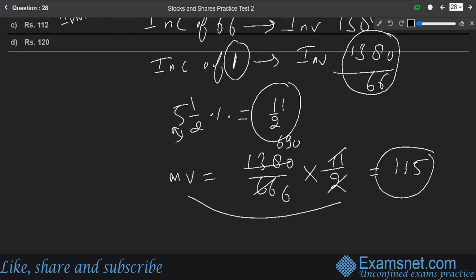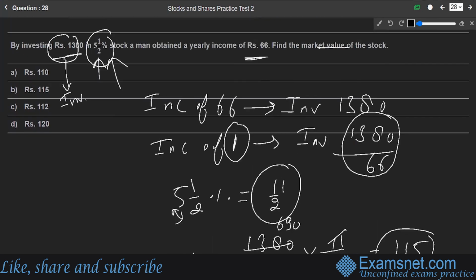Okay, so that is the actual market value of one stock, 115 rupees. It is available clearly in option number B. So that becomes the right answer for us.